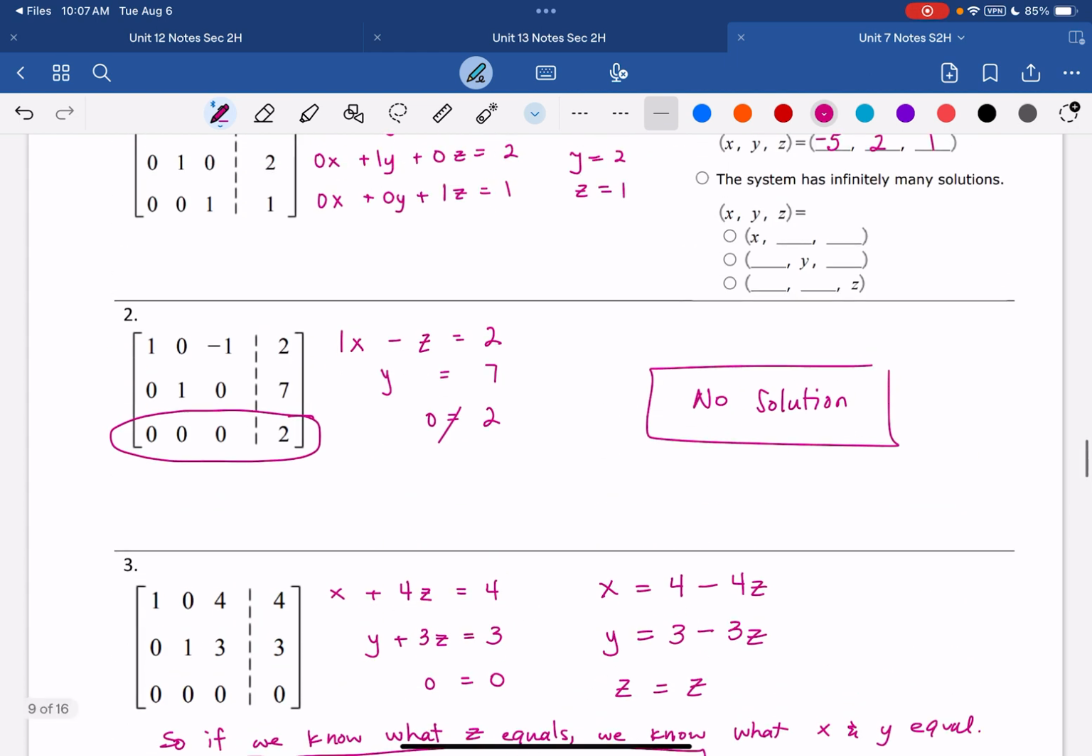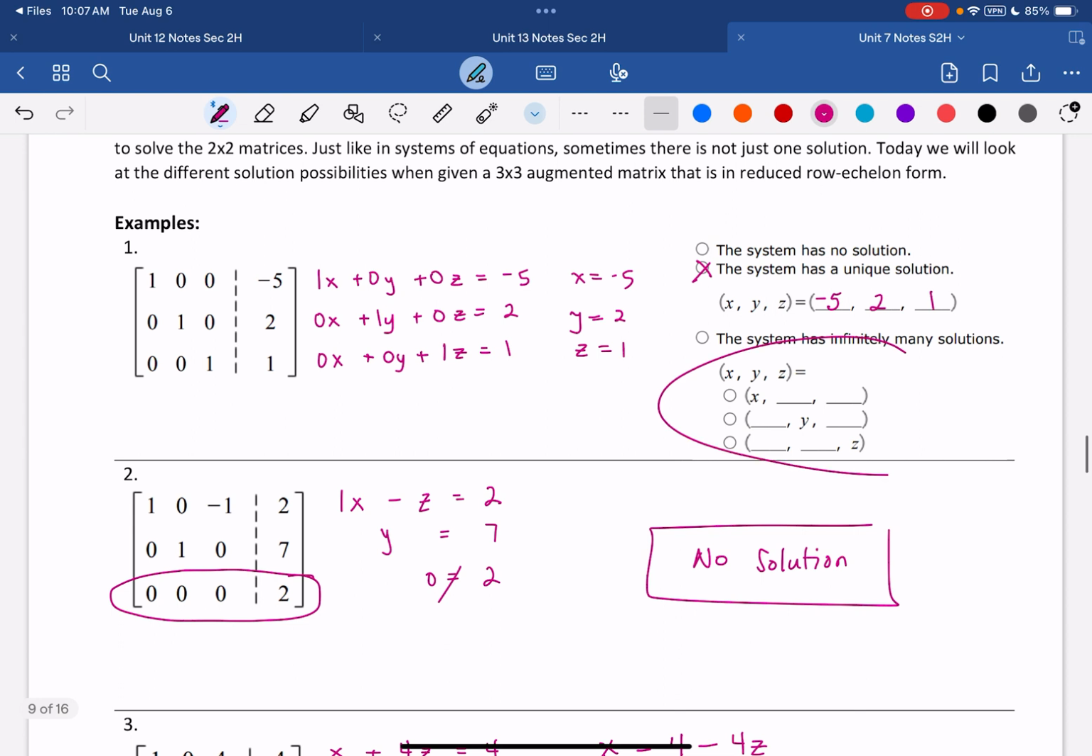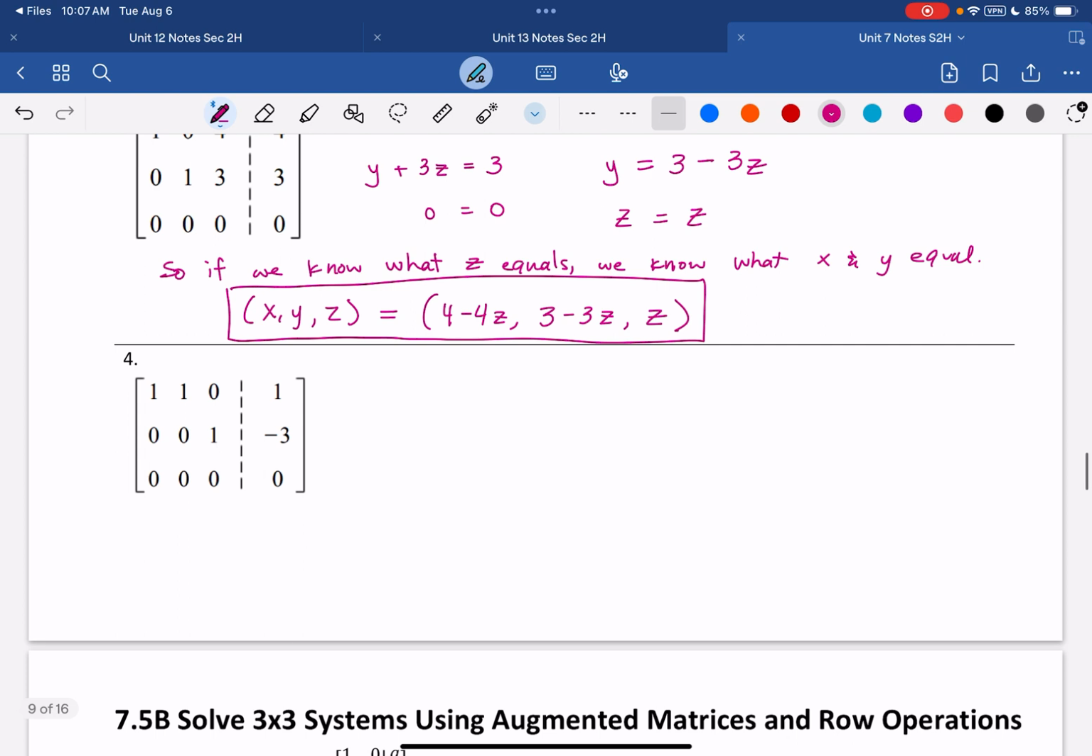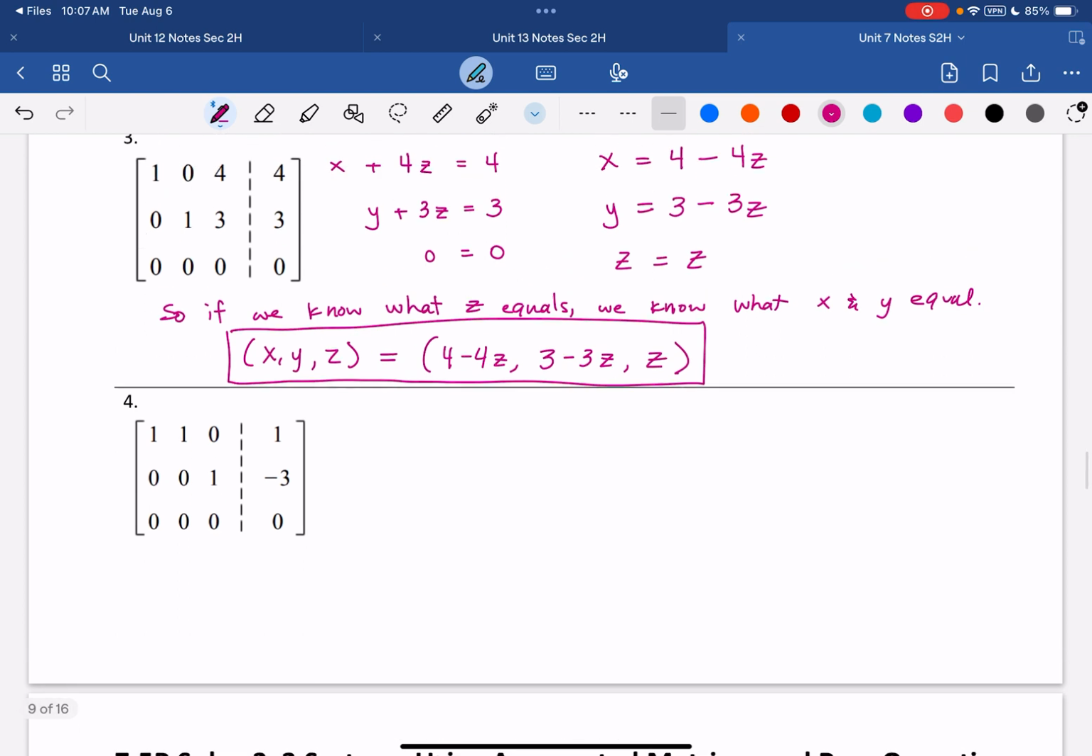So if we go back up here, on Alex, you'd have something, again, like this. We would pick the bottom option. We'd say, oh, this system has infinitely many solutions. And then we would pick the bottom option and fill in the x and the y. Okay, does that make sense? Hopefully. All right.